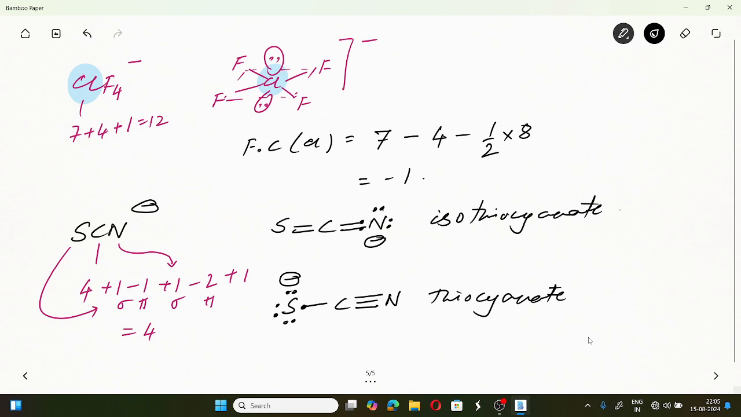So you can find out the formal charge straight away, using FC. If you want to find the formal charge of this terminal sulfur, it equals 6 minus the lone pair electrons 6, minus half into 2 bonded electrons. So this is minus 1. This is very simple.